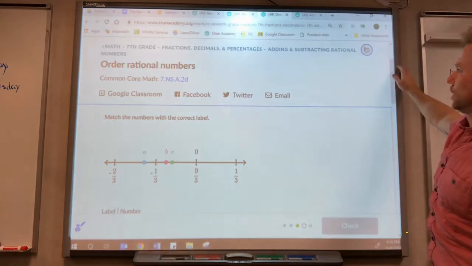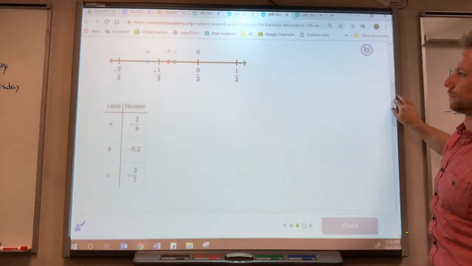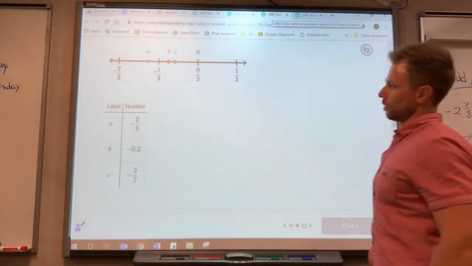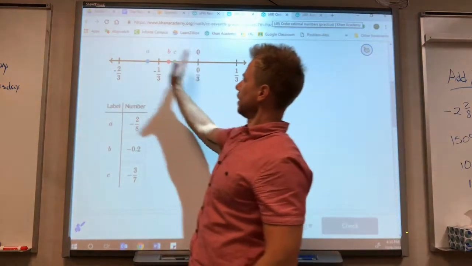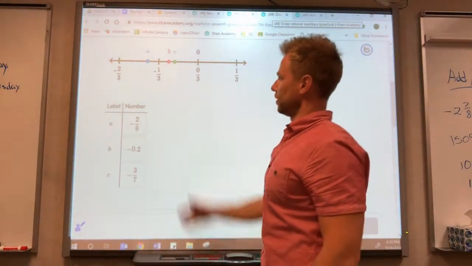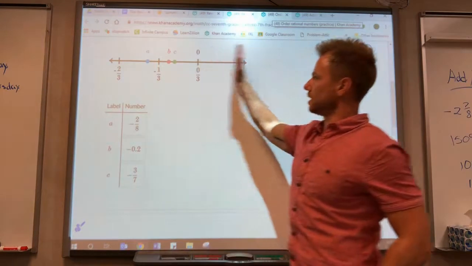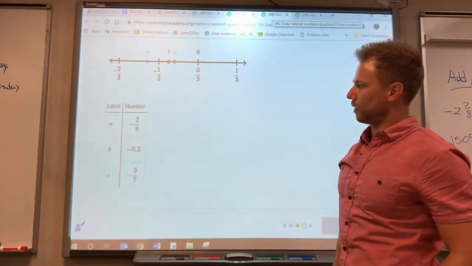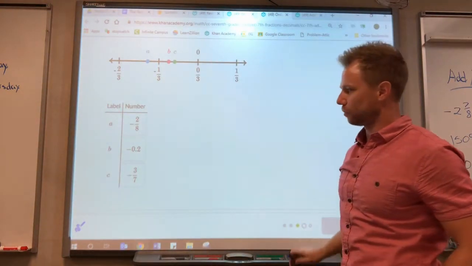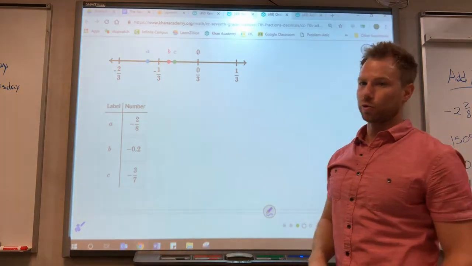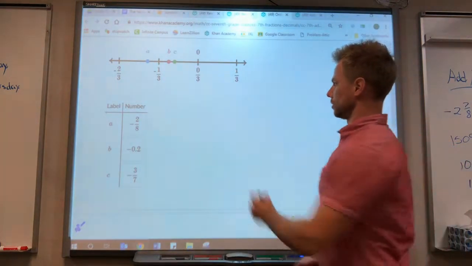All right, our third link, we need to put these in order. Okay, so A is farthest to the left, so that would be the smallest number. C is the farthest to the right, so that would be the biggest. So you might need to convert these in order to figure out what order they need to go in.